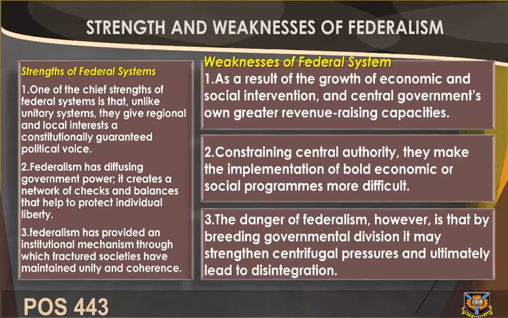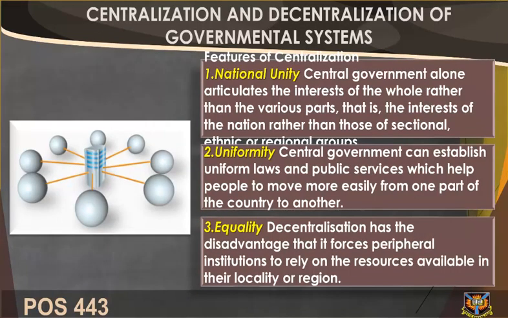Weaknesses of federal system. 1. As a result of the growth of economic and social intervention and central government's own greater revenue-raising capacities. 2. Constraining central authority. They make the implementation of both economic or social programs more difficult. 3. The danger of federalism, however, is that by breeding governmental division, it may strengthen centrifugal pressures and ultimately lead to disintegration.